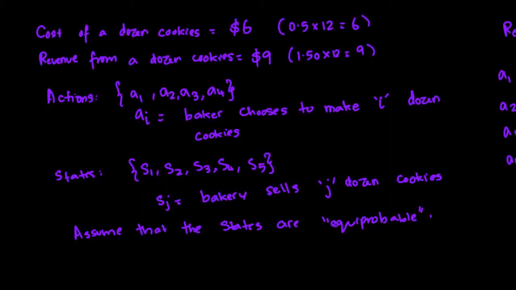And I defined A sub I is the action that the baker chooses to make I dozen cookies, and S sub J would imply that the bakery sells J dozen cookies. And we assume that the states are equiprobable, in other words, that the probability of these states are the same. They happen with an equal chance. So state S1 would happen with a 20% chance, state S2 would happen with a 20% chance, and so forth, all the way up to state 5.